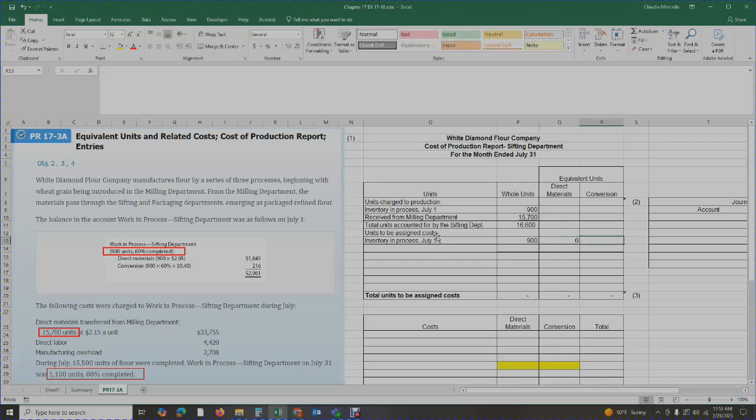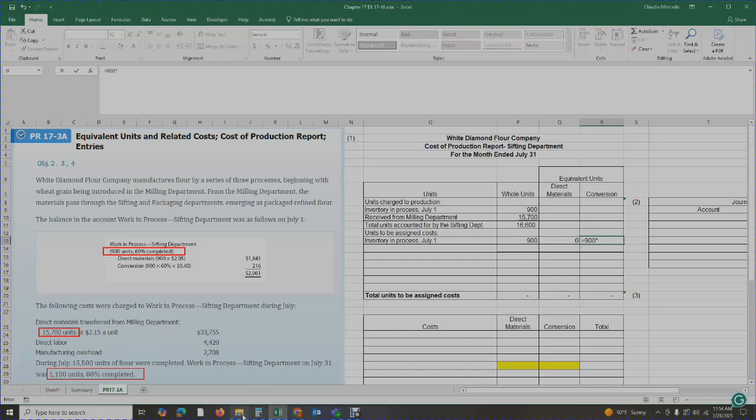Now, for the conversion cost, the problem says that they are 60% completed. Now, what is your conversion cost? Remember, your conversion cost is your cost for labor and overhead. Now, for purposes of the conversion, how many of the 900 units need to be completed in the month of July? During the month of July, we have 900 units. We're going to multiply it by the number of units pending to be completed.